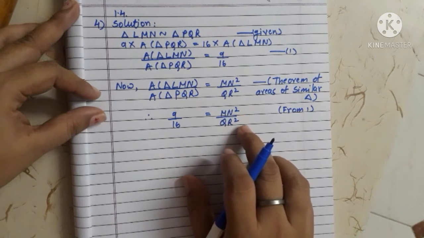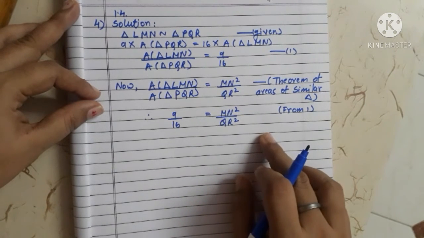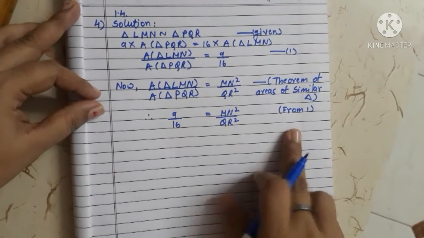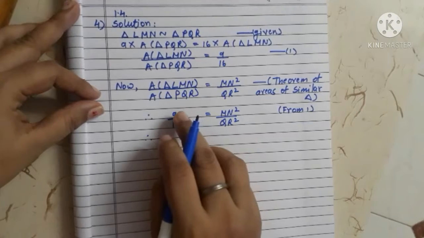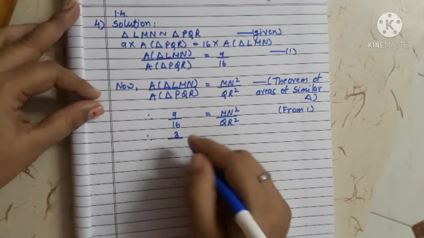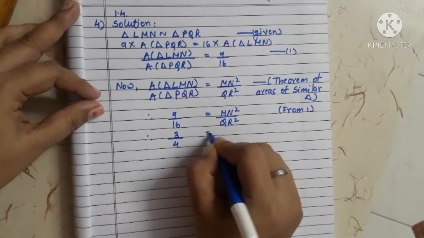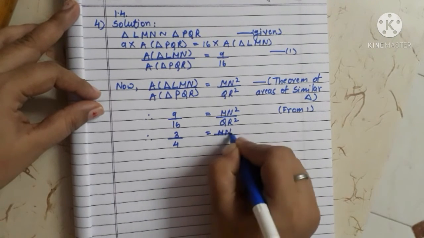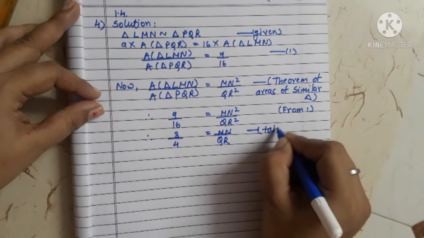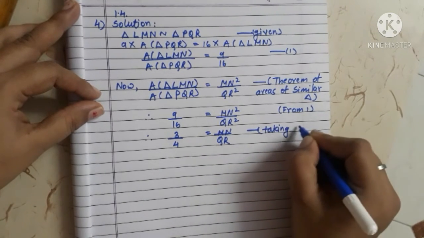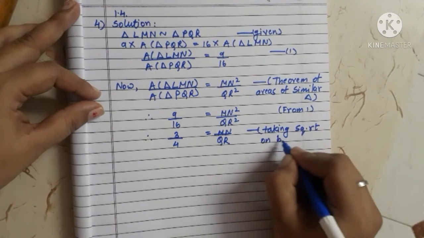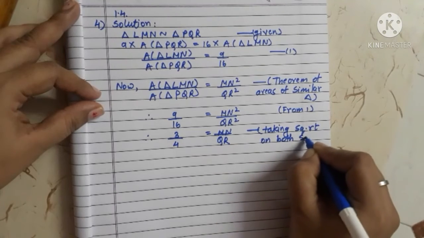Okay, now I want the answer MN, and here MN square is there. So what we will do, we will take square root on both the sides. To remove this square, children, we will take square root on both the sides. So therefore we will get square root of 9 is 3 and square root of 16 is 4. This will become MN and this will become QR. Reason: taking square root on both sides.